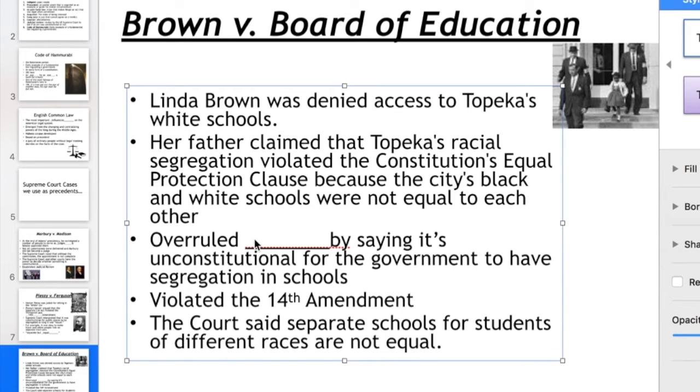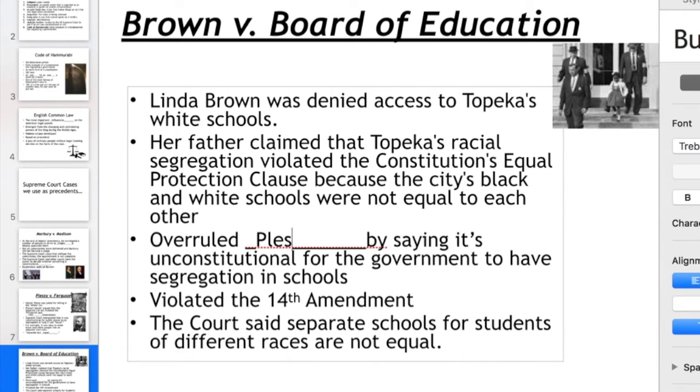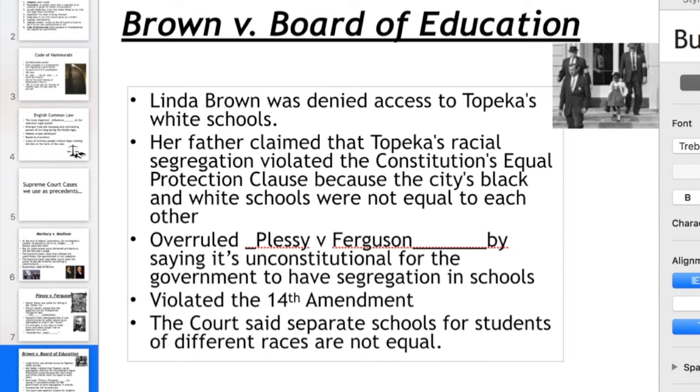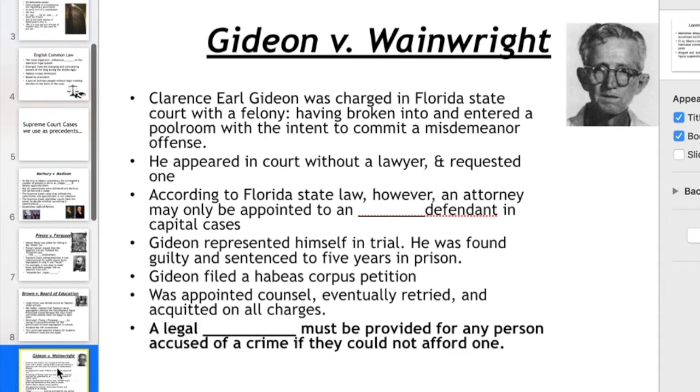So this case overruled Plessy v. Ferguson by saying it's unconstitutional for the government to have segregation in schools. It violated the 14th Amendment, and the court said separate schools for students of different races are not equal. Okay, so this overruled Plessy v. Ferguson. The next case is Gideon v. Wainwright.